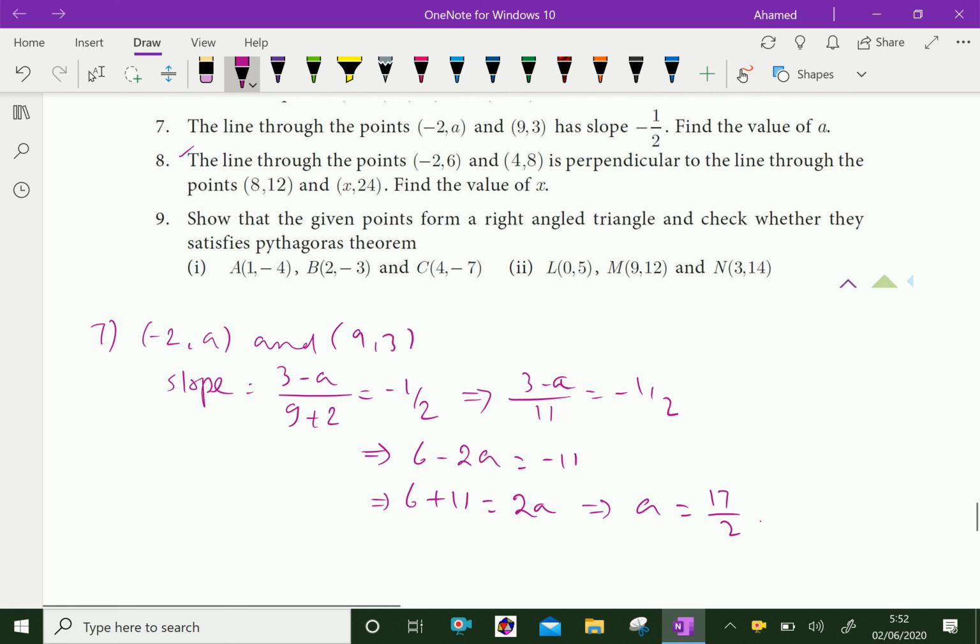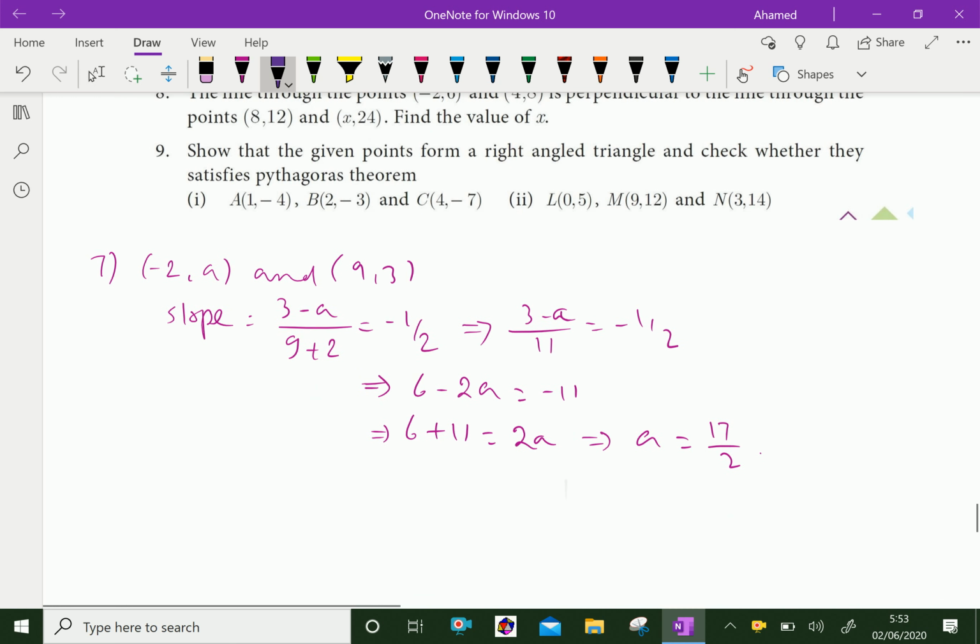Now question number 8. The line joining the points (-2, 6) and (4, 8) is perpendicular to the line joining the points (8, 12) and (x, 24). Find the value of x.